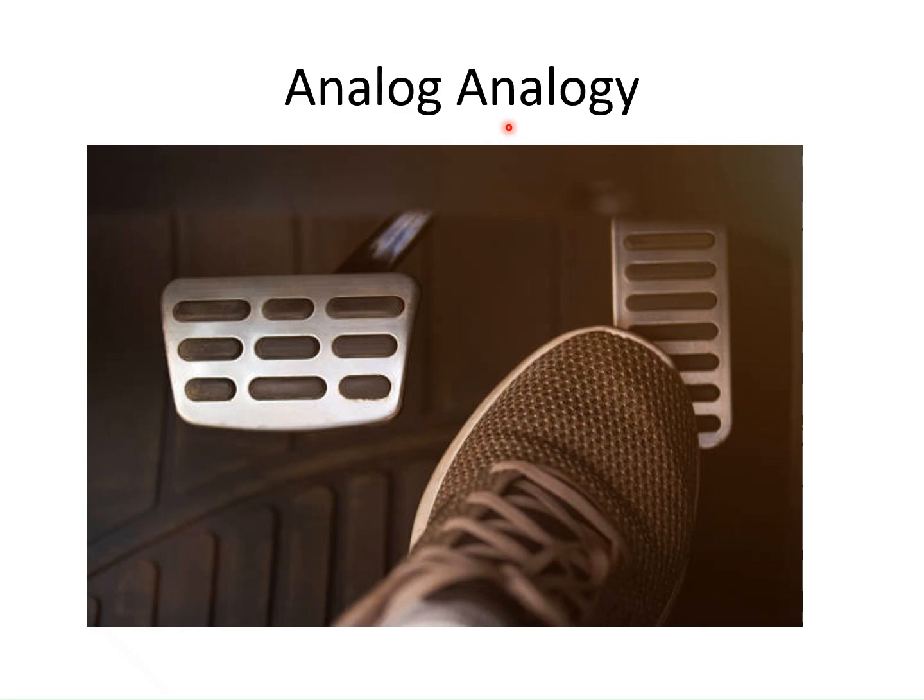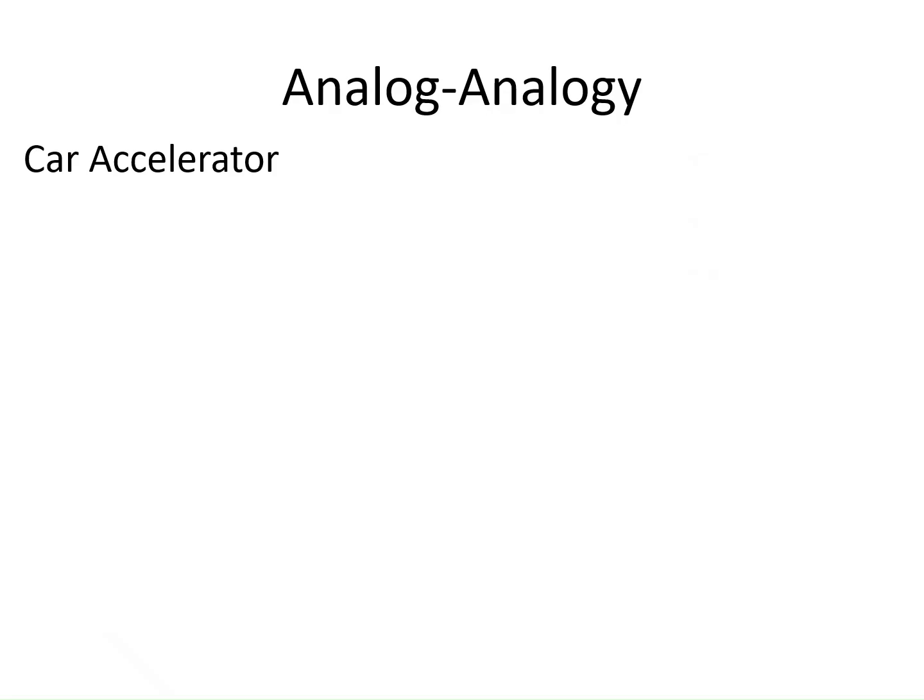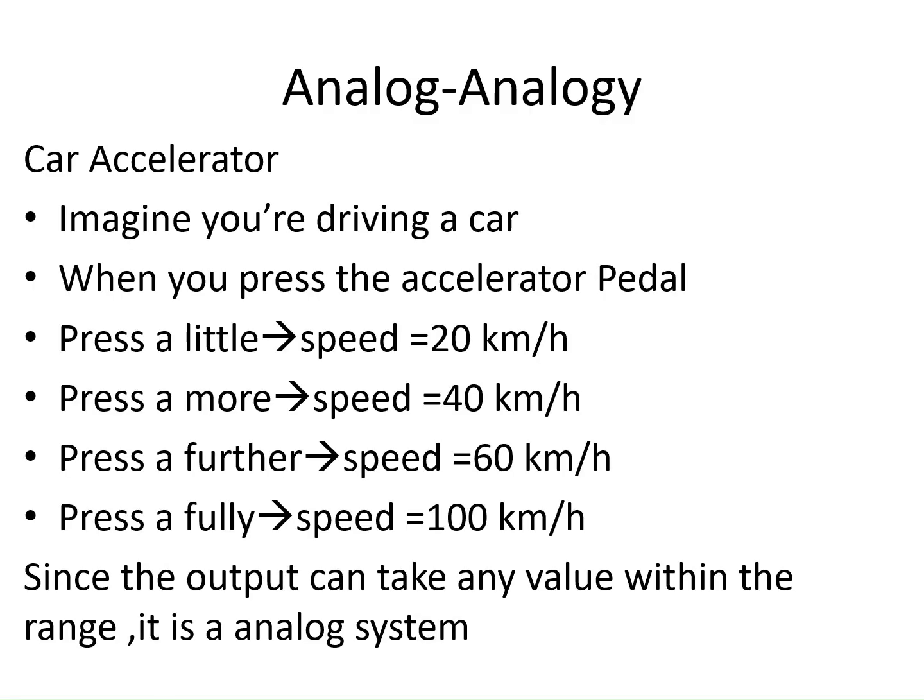Let's take an analogy for analog. Suppose you are driving a car and you place your leg on the accelerator pedal. If you apply a little pressure, the car will move with a little speed. If you apply full pressure, the car will move with more speed. As seen in the car accelerator analogy, based on the pressure applied on the accelerator, the speed is going to vary. If you press a little, the speed is going to be 20 km per hour. If you press fully, the speed is going to be 100 km per hour. So the output can take any values within this range. This system is called an analog system.